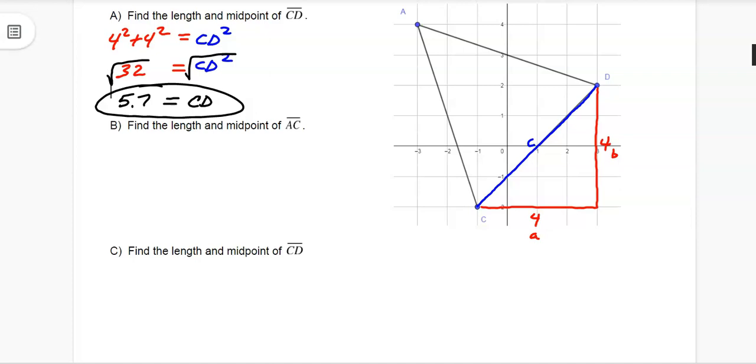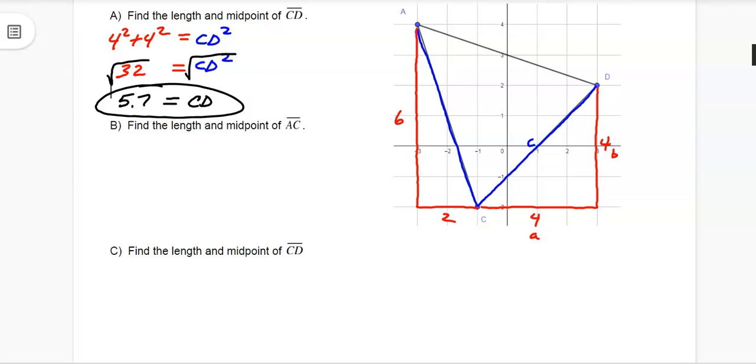Now, actually, I'm not going to do the midpoint. I'm going to do all the lengths and then all the midpoints so you can kind of see the pattern here. So now I'm going to come over and find the length of AC. AC is this length right here. Again, it's on a diagonal, so I can't really count blocks. So I'm going to make a right triangle over here, where that leg is 2 and this leg here would be 6.